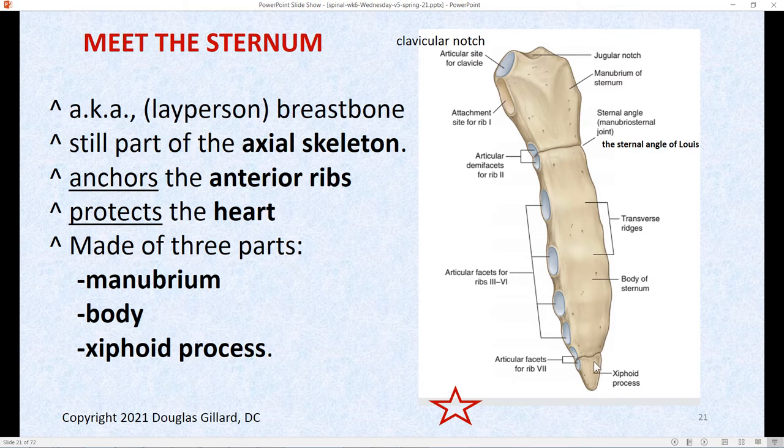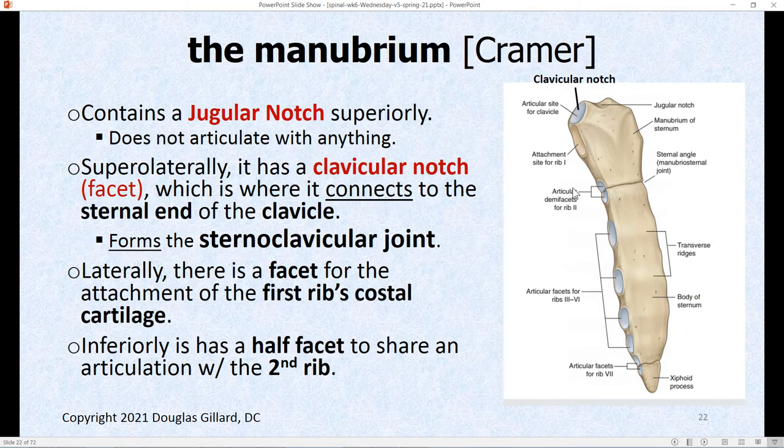You can break that off in older people. It, what is it, 40 years old? It fuses and it ossifies. We'll get to that. But yeah, it's still part of the axial skeleton. What does it do? It's an anchor point for the anterior ribs. It also protects the heart. And yeah, those are the three pieces of it.